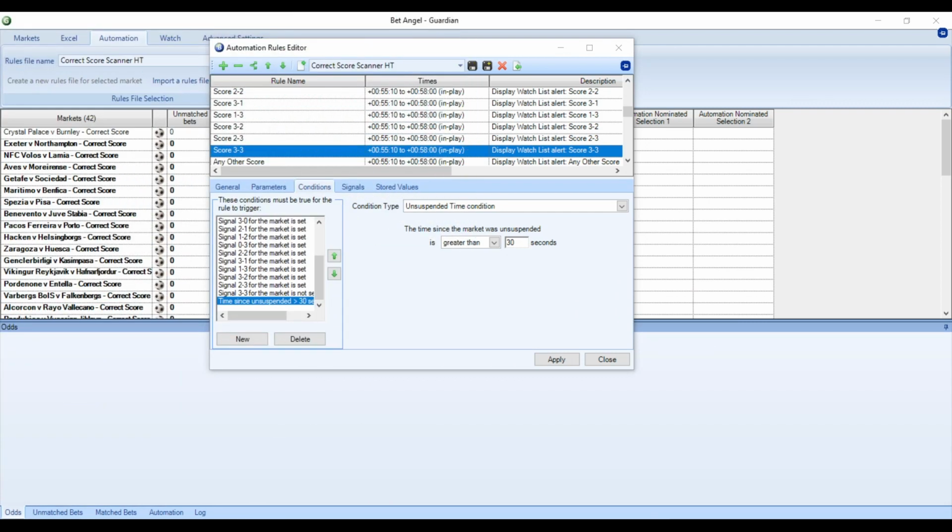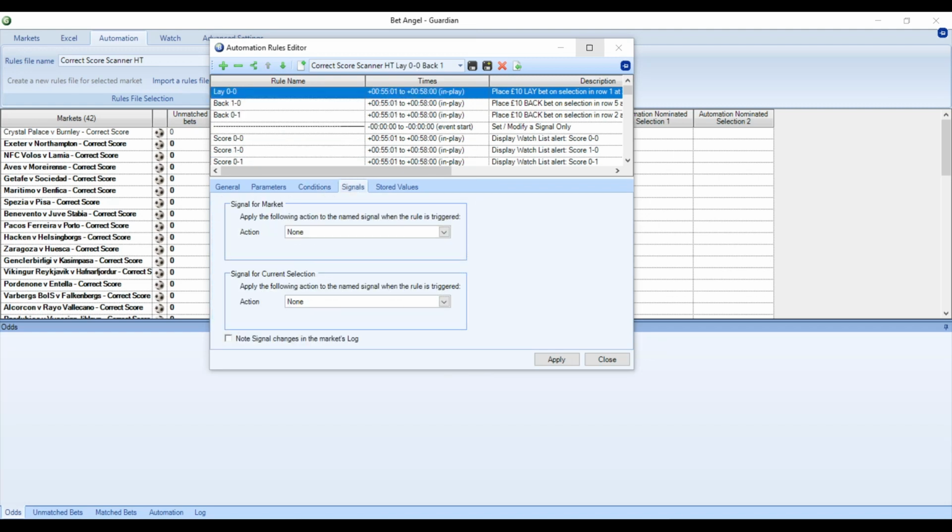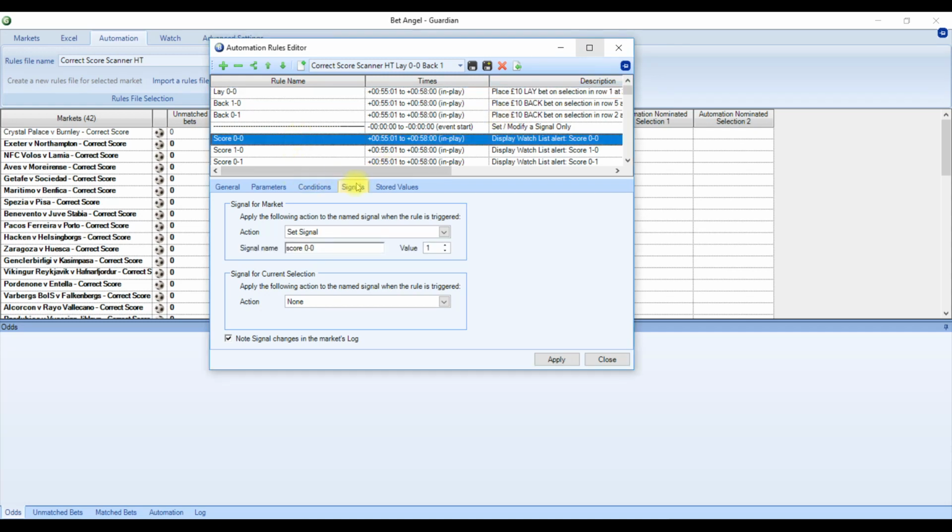So let's have a quick look at how we can adjust this bot to communicate with other markets. I've just made a very quick edit to this bot, and what it's going to do is lay the 0-0 half-time score, and back if the score is 1-0 and back if it's 0-1.